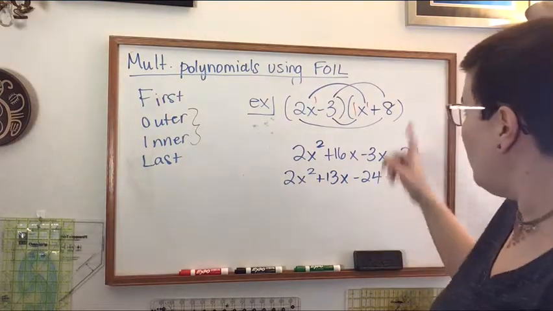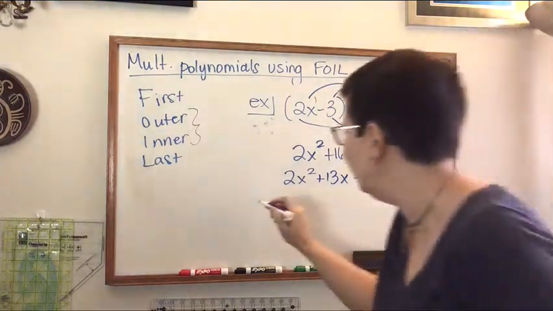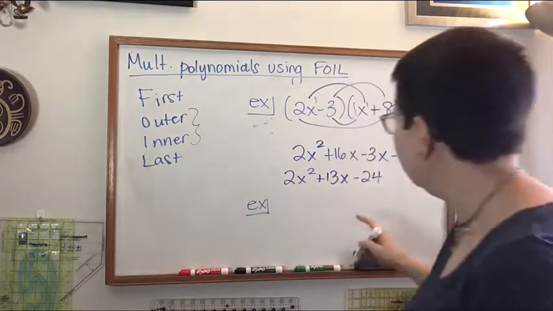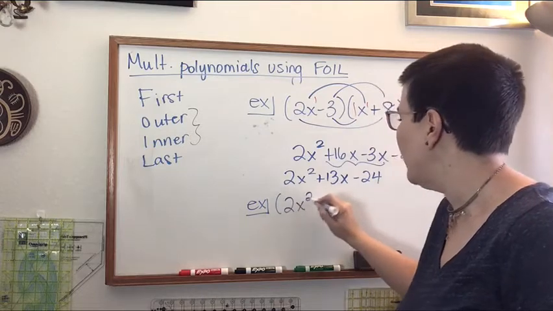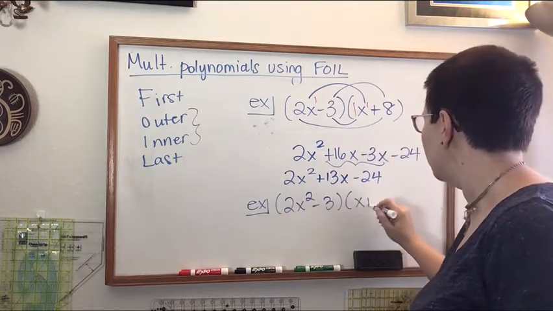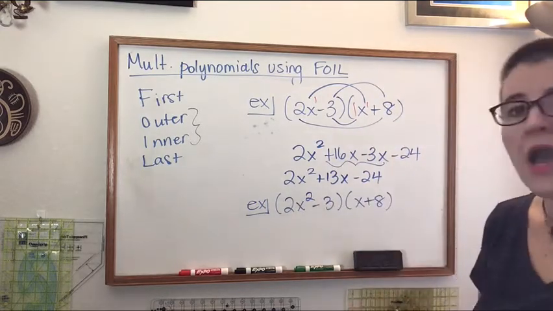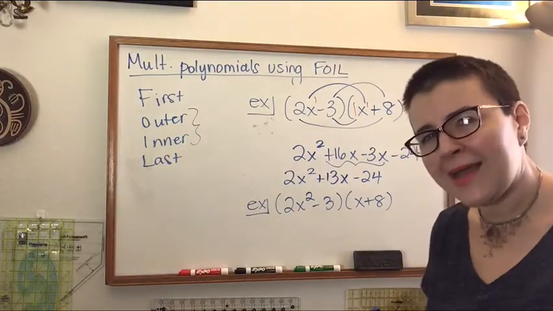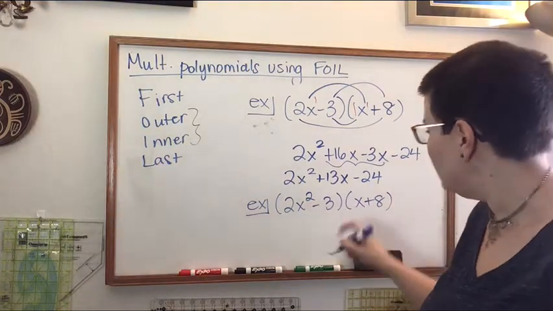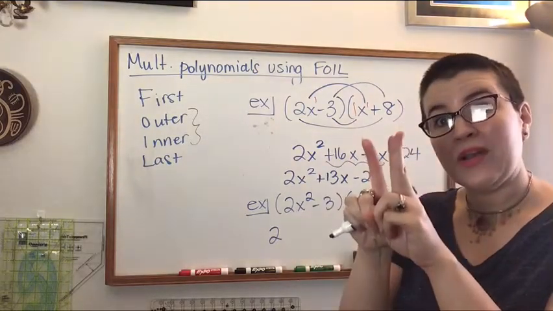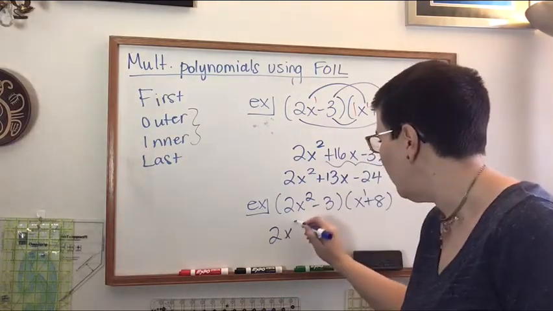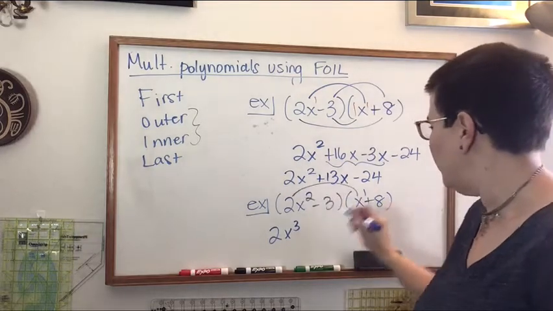Now let's do a problem that's similar, but let's change the powers. And what you'll see is I don't get that like term in the middle. So say I've got 2x squared minus 3 times x plus 8. I'm going to get similar numbers, but I'm not going to get the same powers. 2 times 1 is still 2, but x squared times x to the first is now going to give me x to the third. All right, that's my first.